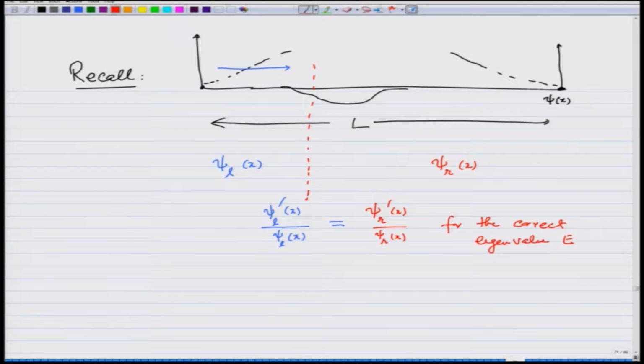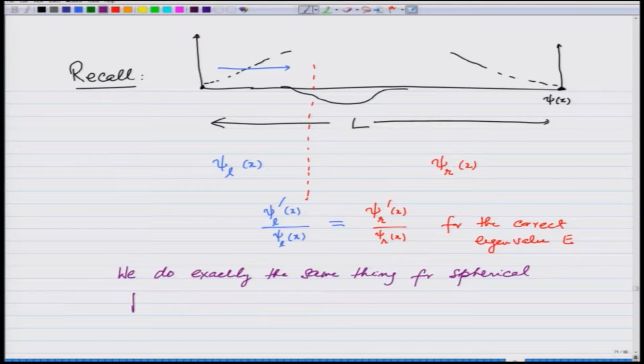We are going to do exactly the same thing for spherical potentials.